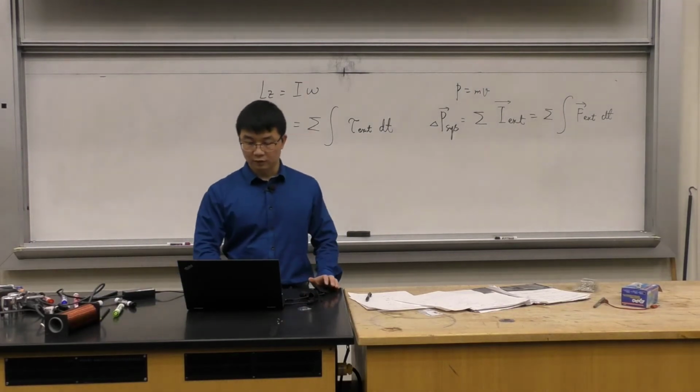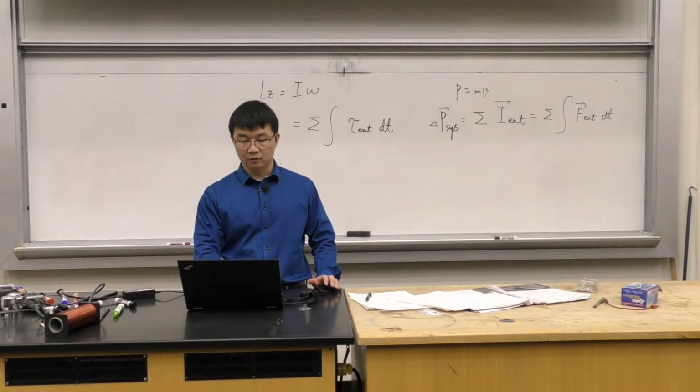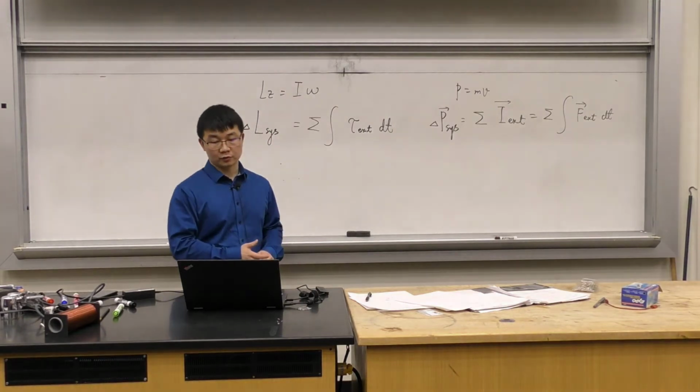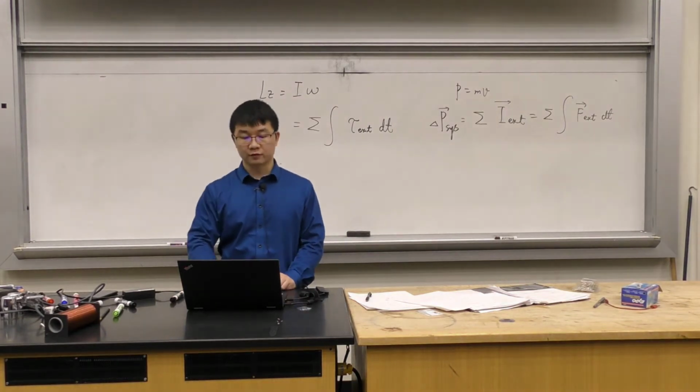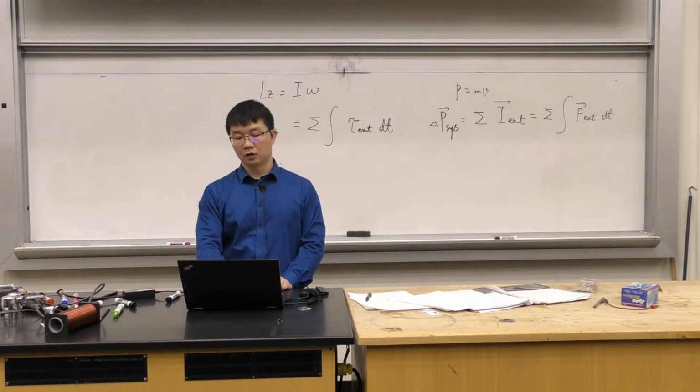All right, so last time we introduced another new concept in this part, which is the angular momentum. The formal definition of angular momentum is a cross product between two vectors. But in this class, we don't need to worry about that definition. We don't need to worry about the direction of the angular momentum.